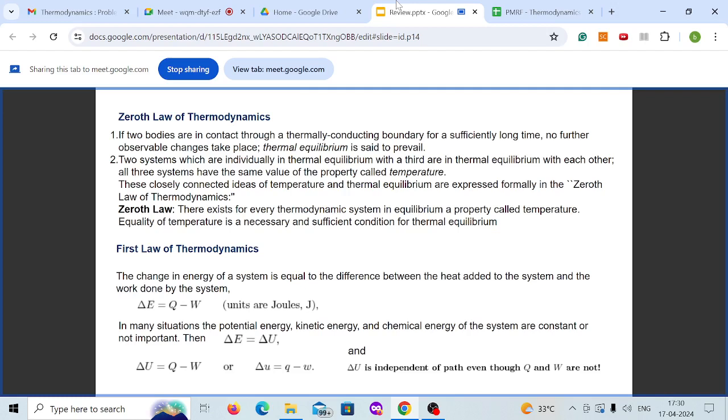Now going to the laws of thermodynamics. In thermodynamics we have three laws, but in the course we studied two laws, up to the second law. The first of all is the zeroth law of thermodynamics. If two bodies are in contact through a thermal conducting boundary for a sufficiently long time, no further observable change takes place. That says that the system has come into thermal equilibrium.